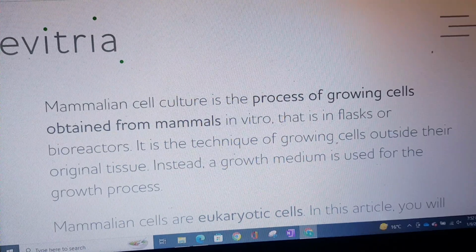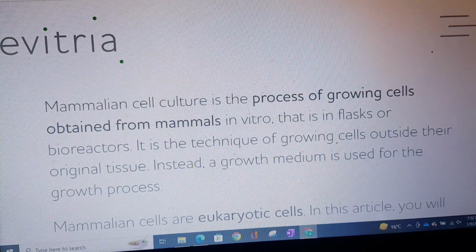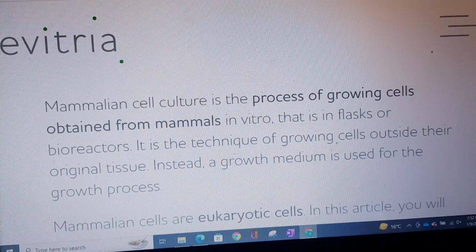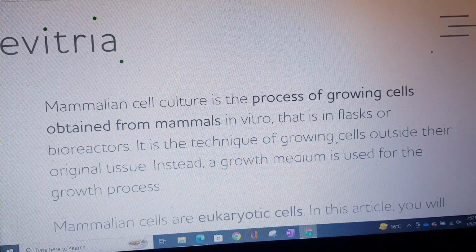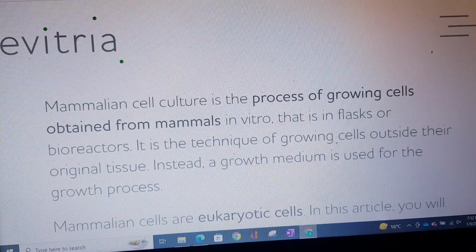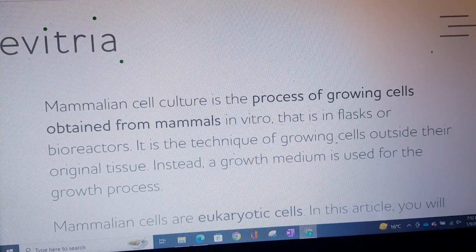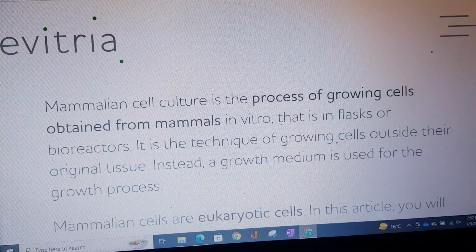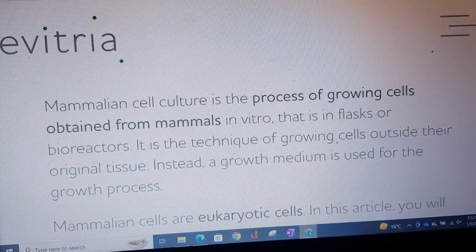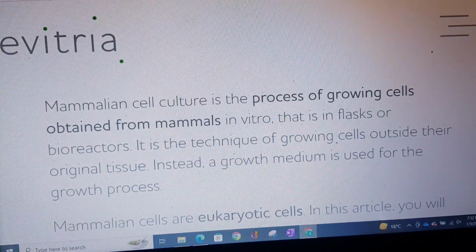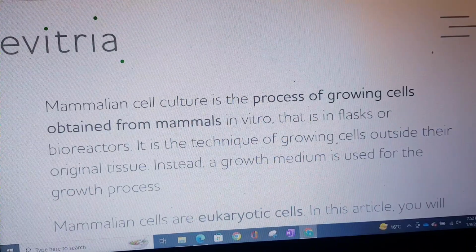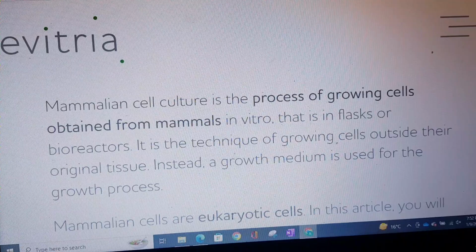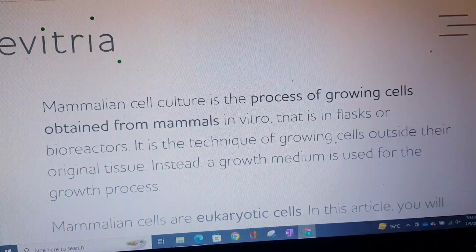Hello friends, today's lecture is about mammalian cell culture. We know that cell culture is a technique whereby an animal or plant cell is grown in an artificial media. It is a very important technique in the field of molecular biology as it studies the physiology of the cell, its functioning, the effect of drugs and other toxic compounds on the cells, carcinogenesis and mutagenesis.